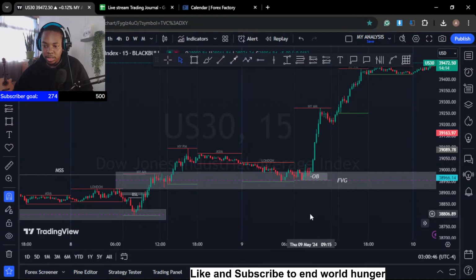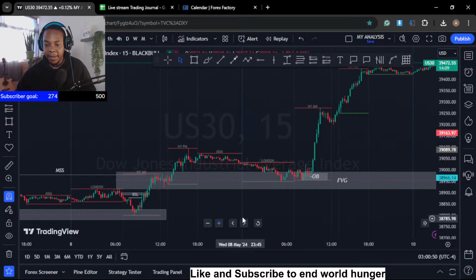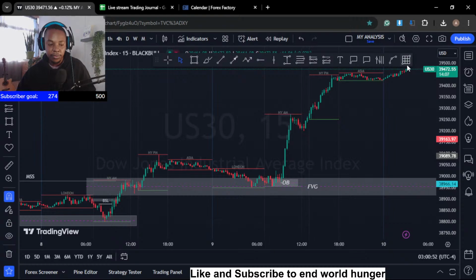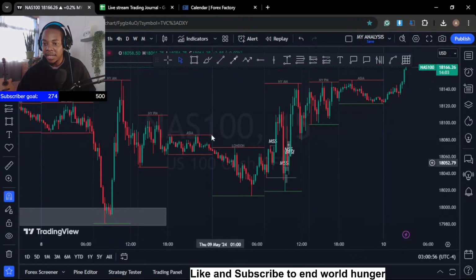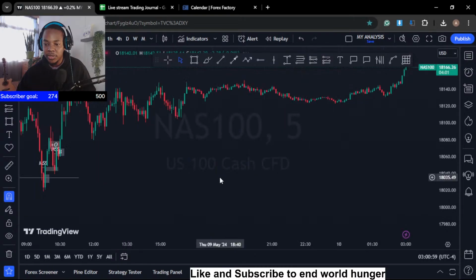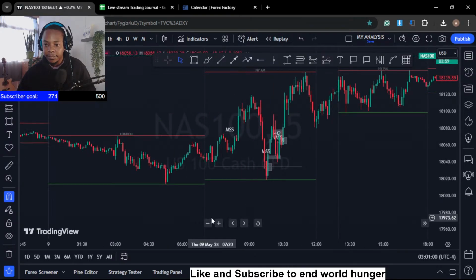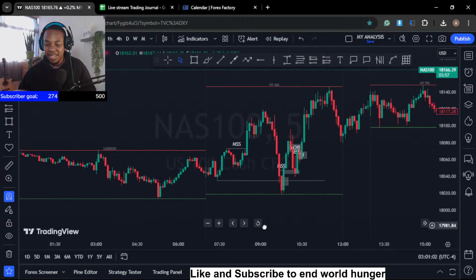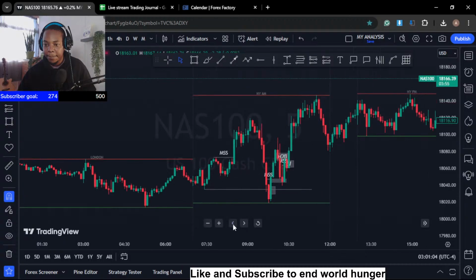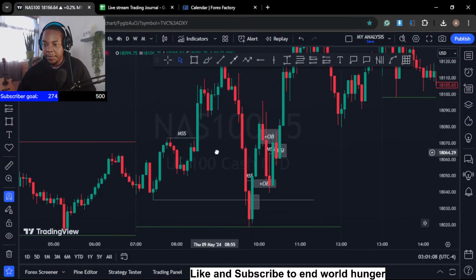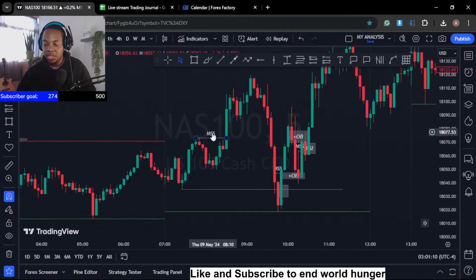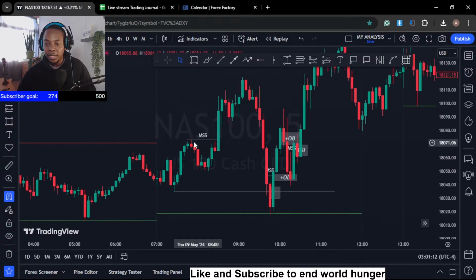Somehow I didn't take part of it, but I did take the NAS though. Definitely I took trades on the NAS, even though it wasn't as clean as US30. I did take trades on the NAS. The first trade that I took, I actually bent. This is actually the trade that made me regret why I didn't just take US30.